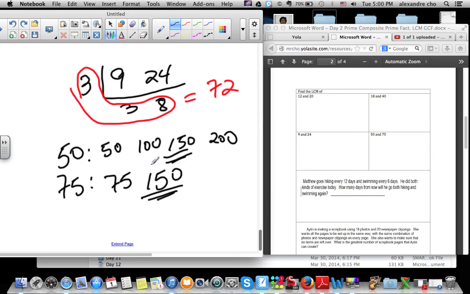150. So 50 goes into 150, and 75 also goes into 150. Okay? So the LCM here is 150. Okay, that was easy, simple enough.